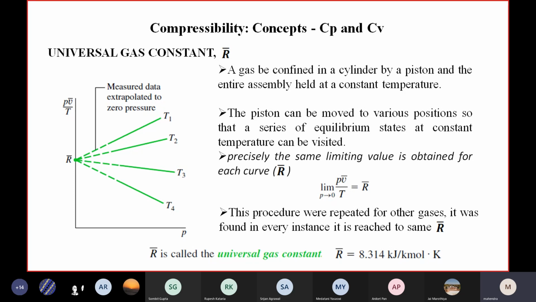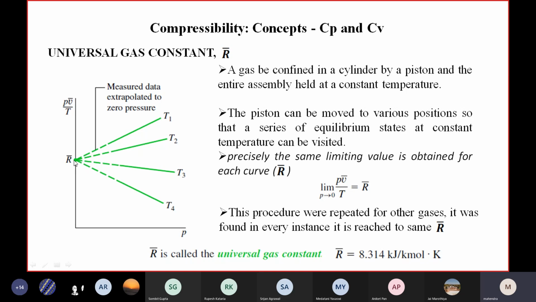So in a piston cylinder arrangement, take a certain gas and try to maintain that gas temperature constant all the time. Wherever you have taken, suppose T, then reduce the pressure, keep on reducing the pressure towards zero. Then it will touch one point over here. Let us consider this point R.